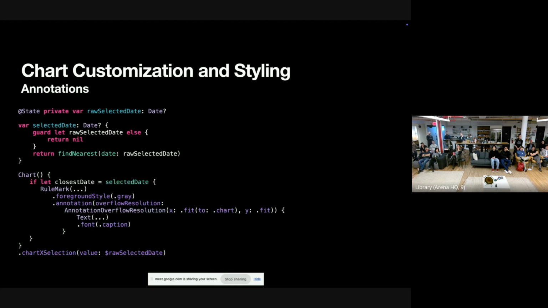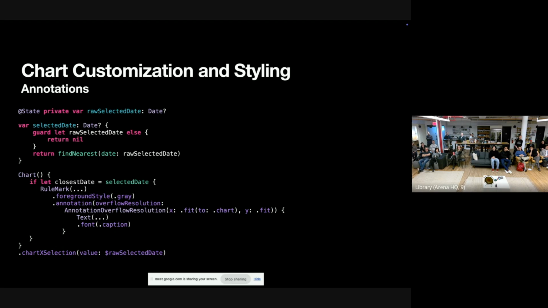And then in the actual view itself, within the chart, I see whether that selected date is nil. If not, I create a vertical rule mark, give it a foreground style of gray, and then I provide the annotation. The annotation takes a couple of parameters. One of those parameters is overflow resolution. What that does is it tells the annotation how to handle the edges in either direction, for the X or the Y axis.